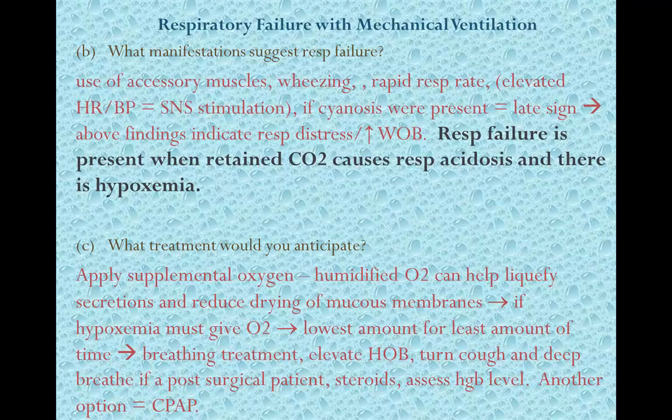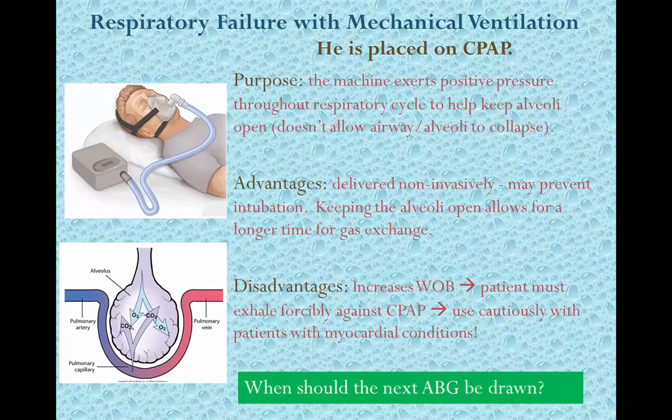CPAP stands for continuous positive airway pressure. Now, this patient, we're going to say in our scenario, is placed on CPAP because we don't necessarily want to do the most invasive first. We want to try the least invasive. And you can see with CPAP that this is simply a specialized mask and machine that is used to help.